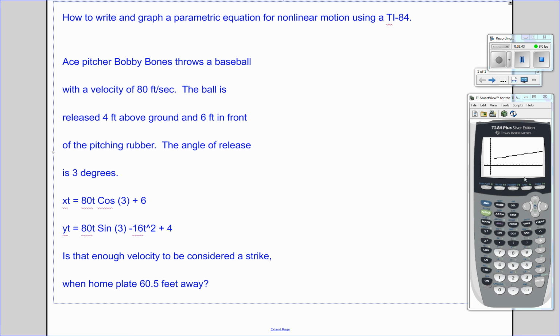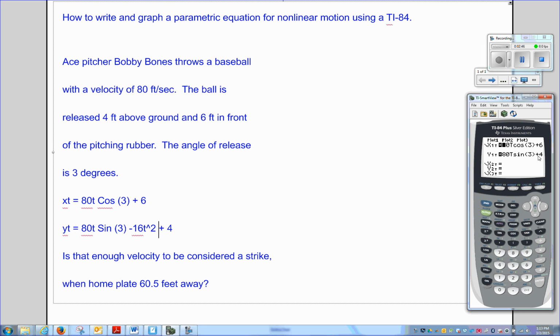plus 4. If I go back to here and I type in 80t sine of 3 minus 16t squared plus 4, and I'll graph it, you'll see there's that curve being represented through the baseball. The question is, is that enough velocity to be considered a strike when home plate is 60 feet away? We'll trace your function and let's find out.